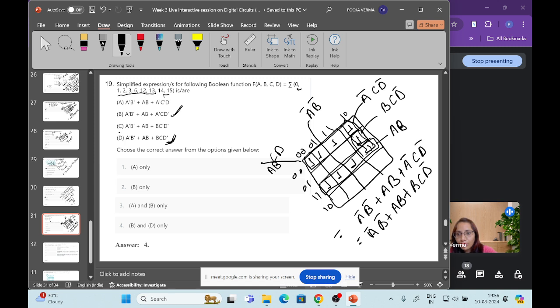So which options can be B and D? So option 4 will be the correct answer for this question. Okay. So these two can be expression. We can represent F1 or F2, right? So I hope all of you getting this. So moving to the next question.